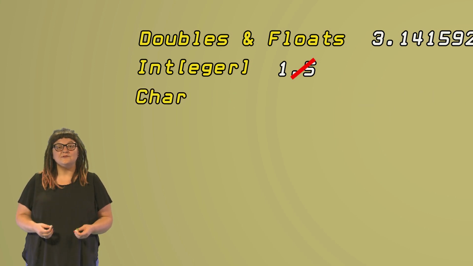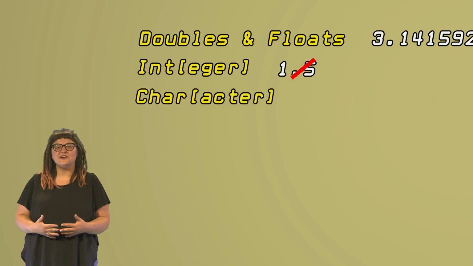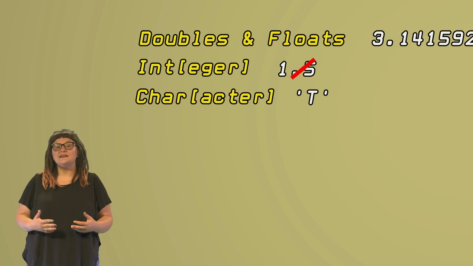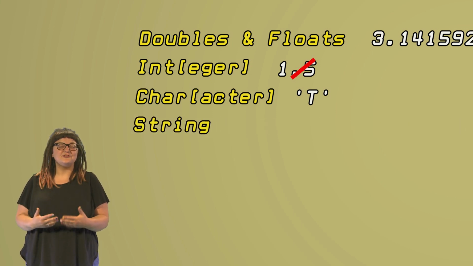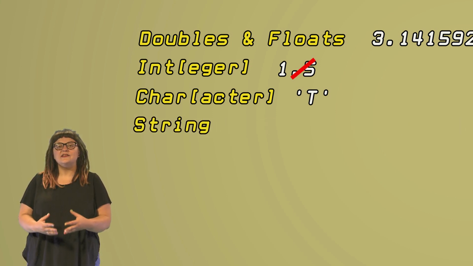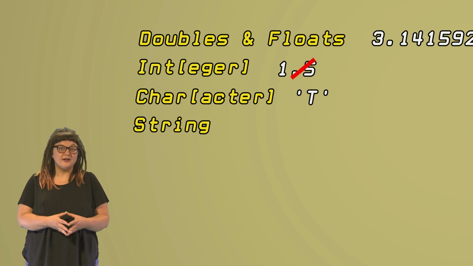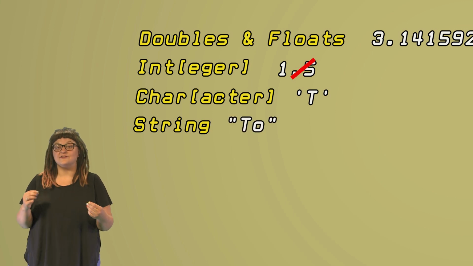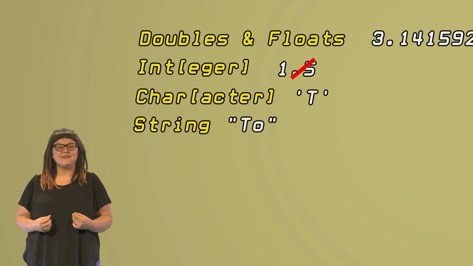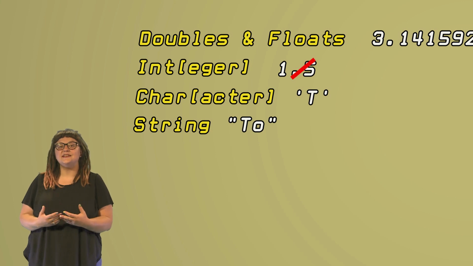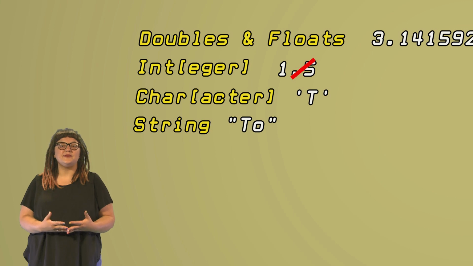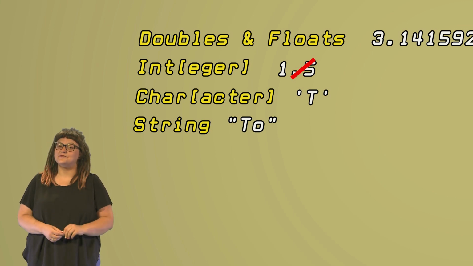Next we have char, which is short for character. This type of variable would store a single letter like Y or N or T. And along that same line, next up we have strings, which are also composed of letters. The difference between a string and a char is that a char is a single character, whereas a string is a string of characters strung together. As you can see here, the letter T is a char, but if it were 2, it would be a string because there are at least 2 characters.